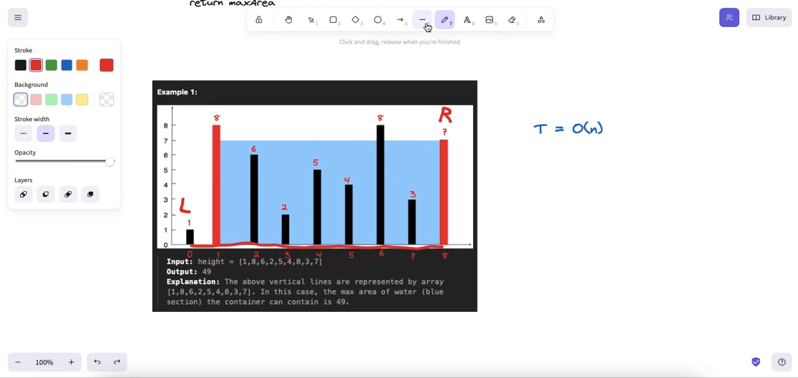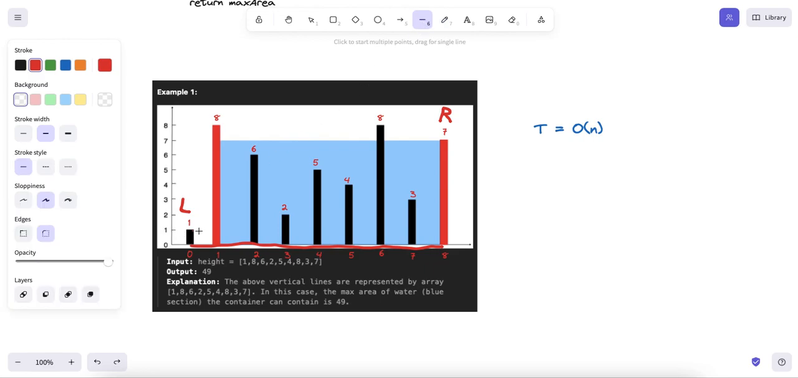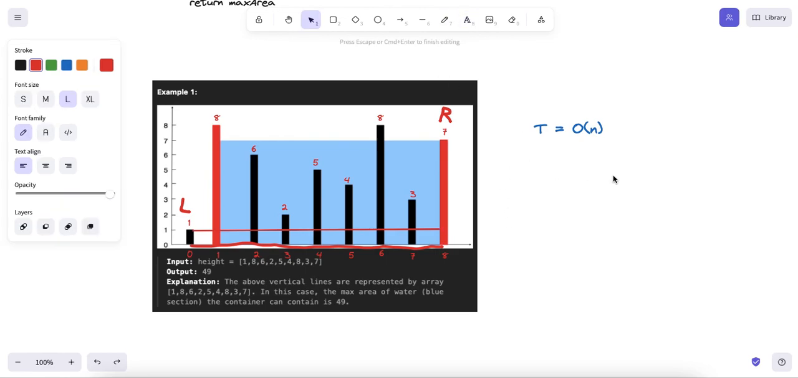We would then consider the rectangle formed by these two lines and calculate its area. So for example, in this case, what we would do is we would consider the base to be 8 minus 0. The height would be the smallest value between 1 and 7, so it would be 1. And we would calculate therefore the area to be 8.